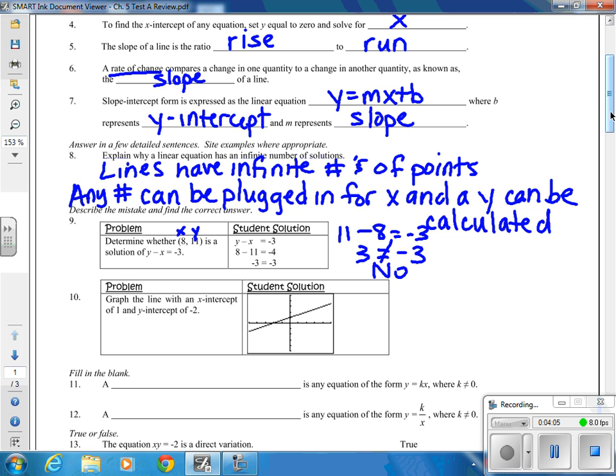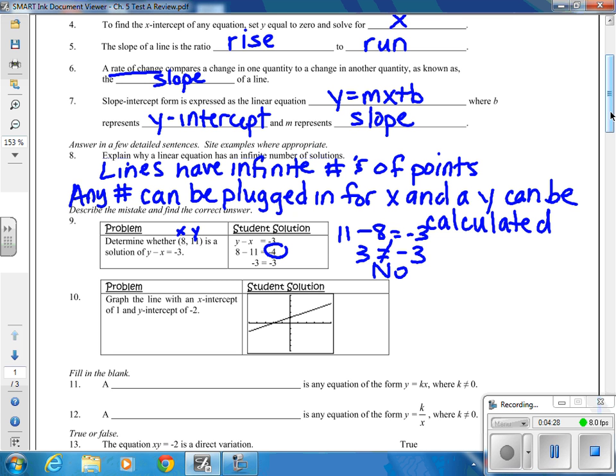Their statement, they did 8 minus 11 equals negative 4, and got negative 3 equals negative 3. There's actually two mistakes here. The first mistake that they made is that they plugged the wrong numbers in for x and y. And then the second mistake, and maybe it's a typo at this point, is that it says equals negative 4 instead of negative 3. Right? But the real big idea here is making sure that you plug the right values in.